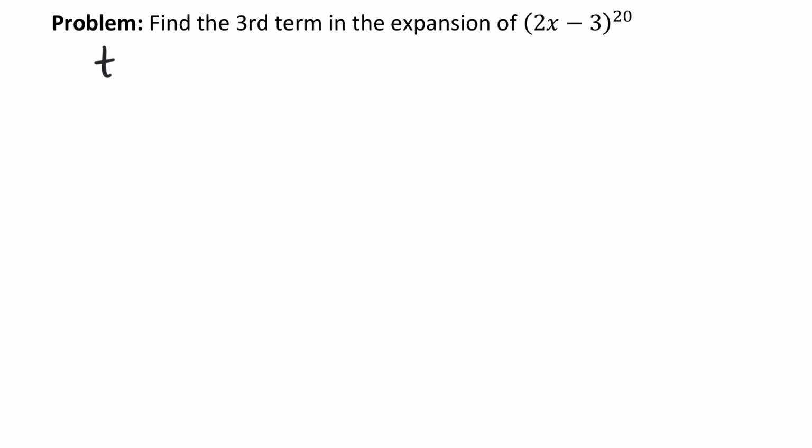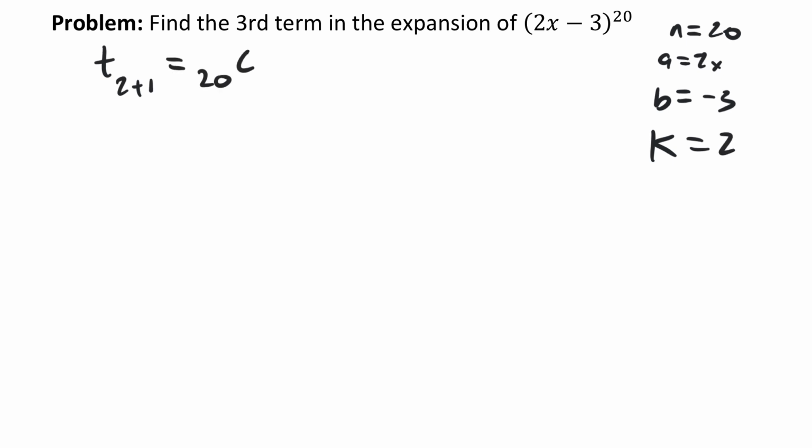All right, assuming you gave that a try, we should have, well, let's see, n is 20, a is 2x, b is negative 3, and to get the third term, k will be 2. t sub 2 plus 1 equals 20C2, (2x) to the 20 minus 2, negative 3 to the 2.